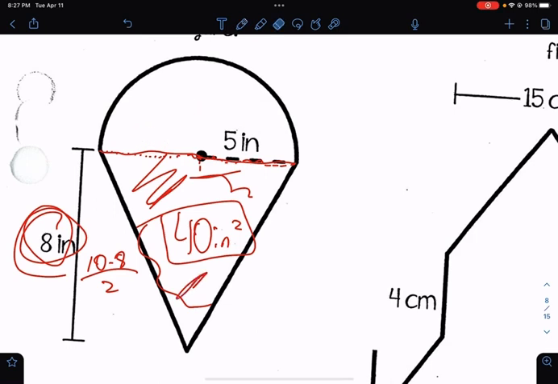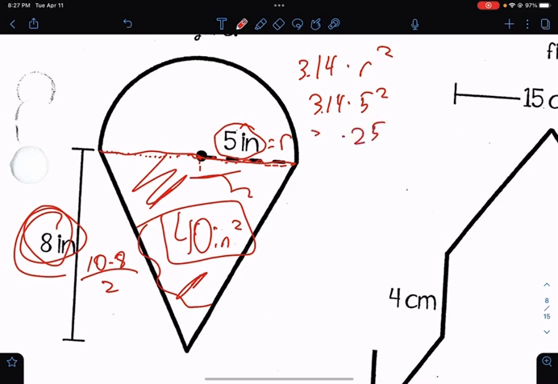Now I need to find the area of this half circle. You may be thinking, well, we've only done circles. Well, let's find the area of an entire circle. This 5 inches is my radius. We are going to take 3.14 times our radius squared, 3.14 times 5 squared. 5 squared is 25 times 3.14. When you multiply those, you get 78.5, I believe. If I'm wrong, I'm sorry. 78.5. Now, the issue is, this is what it would be if it was a whole circle. But this is only half a circle.